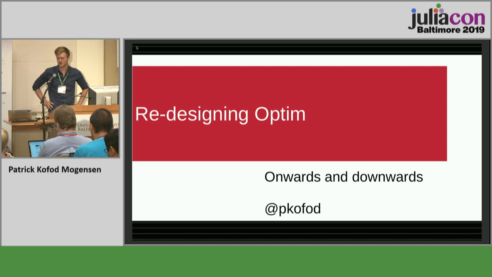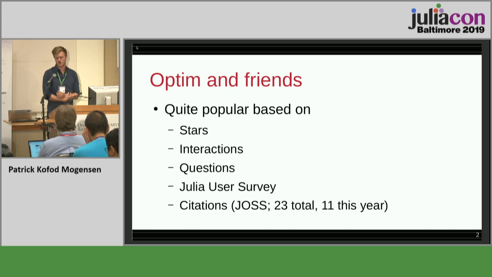Optim and the related packages are quite popular, I would say, in the Julia ecosystem, based on the number of stars on the repositories, interactions with other packages, and questions on discourse and issues and private questions, because surprisingly many researchers don't want to tell the world that they're stupid, apparently. I think that's their own feeling, so they don't want to ask questions in public, so they send private emails, which is fine, but I don't think they should be that afraid of doing it publicly.